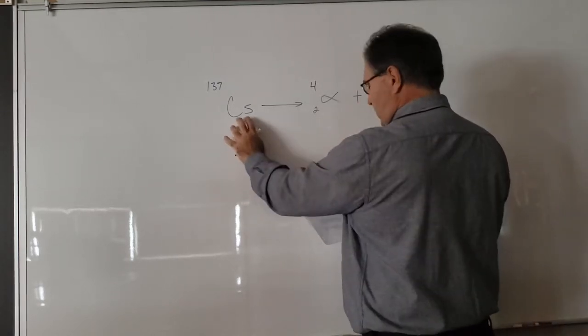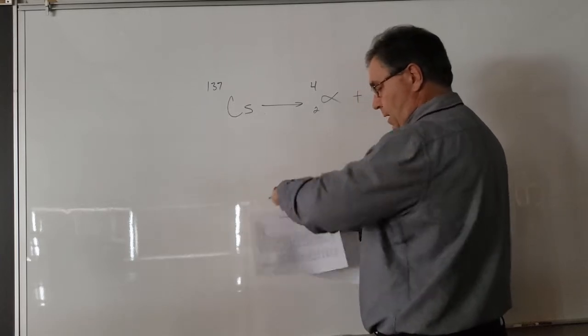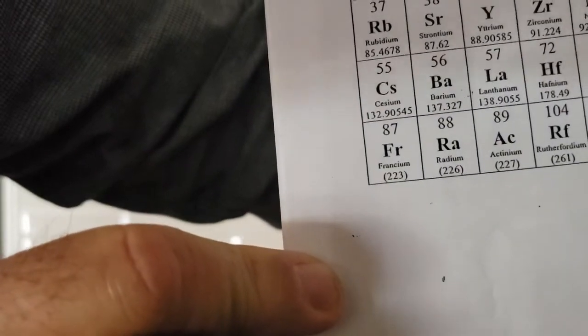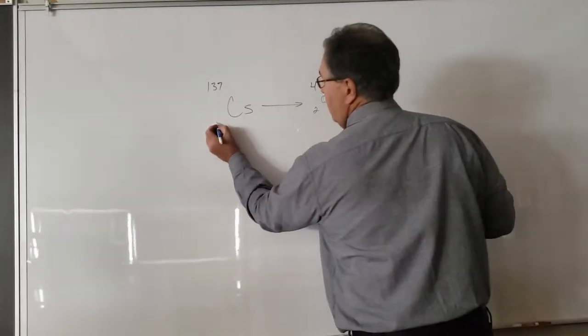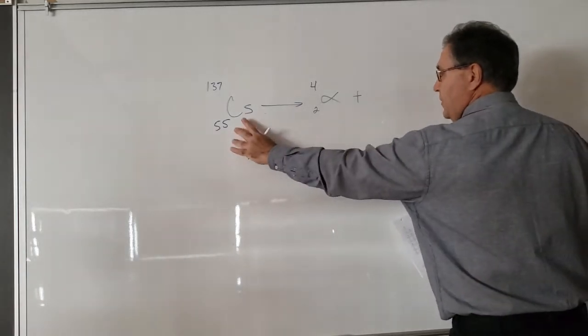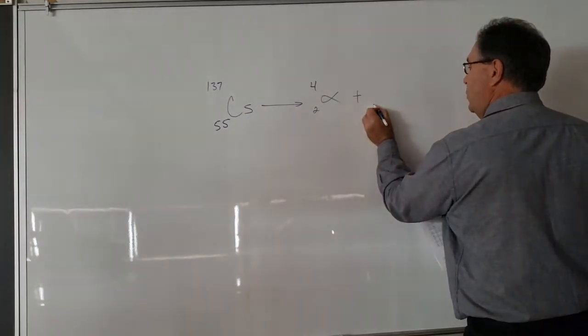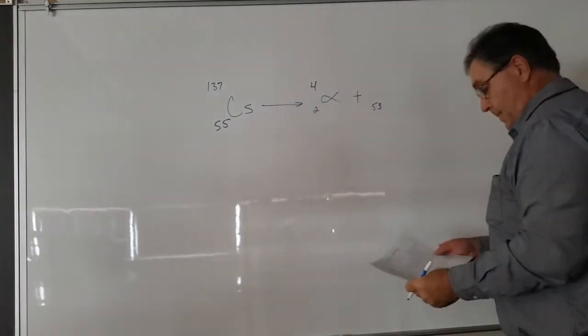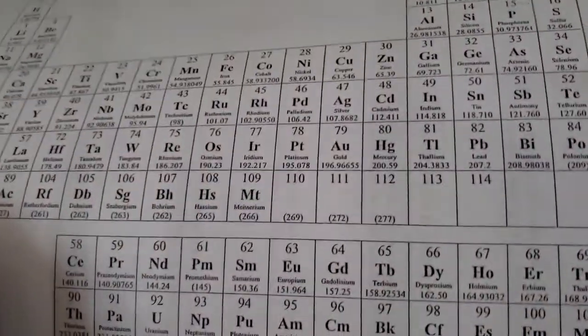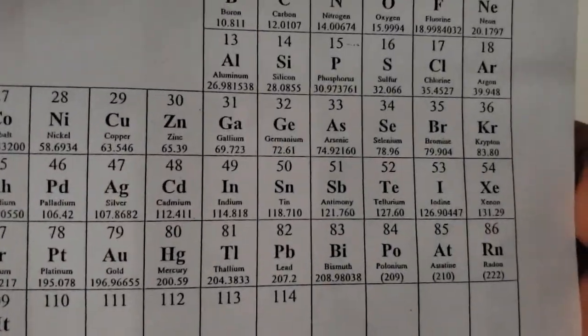In order to figure this out, we need to know how many protons cesium has. And if you get your periodic table out, take a look down here. Cesium, Cs, has 55 protons. So if I remove an alpha particle from this nucleus, the remaining nucleus will have 53 protons. And 53, if you look carefully at your periodic table, is iodine, right? Iodine.